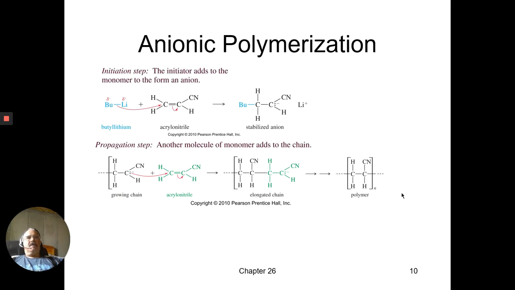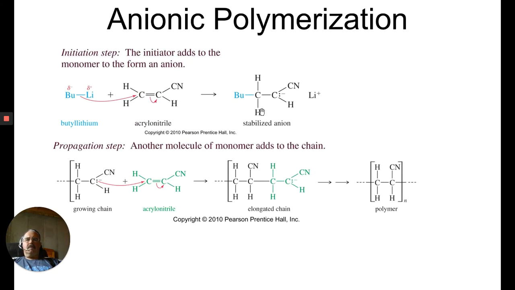Okay, anionic polymerization is a third type of addition polymerization. Okay, in the initiation step, we can use a strong base like butyllithium, which will add to the acrylonitrile. And this works well because the cyano group is not only electron withdrawing, but it also stabilizes this negative charge through resonance. Okay, this anion then attacks another acrylonitrile, and then the process keeps going.